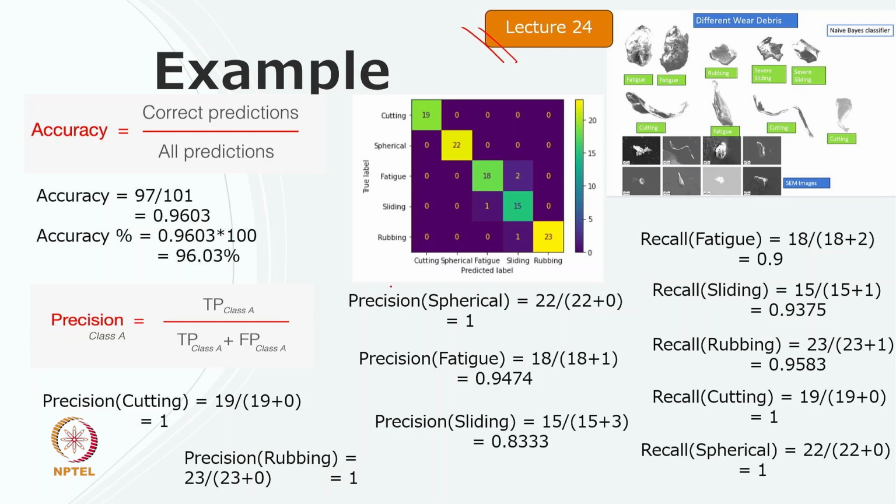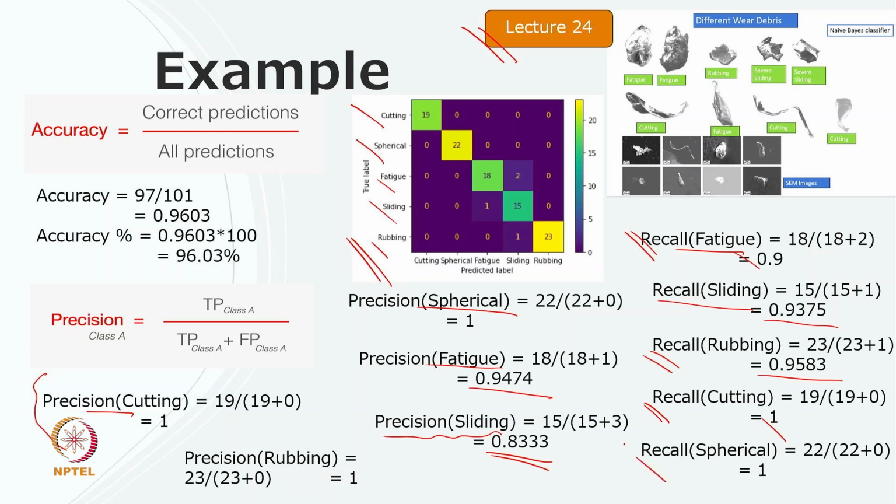You remember that we tried to compare debris which we collected in different categories, whether cutting debris, spherical debris, fatigue debris, sliding debris, rubbing debris, and we used precision. Precision of cutting was almost 100%, precision spherical 100%, precision fatigue was around 95%, precision sliding was the worst, 83.3%. Similarly, in the case of sensitivity or recall, we saw recall fatigue in this case 90%, recall sliding 93.75%, recall rubbing 95.83%, recall cutting 100%, spherical 100%.